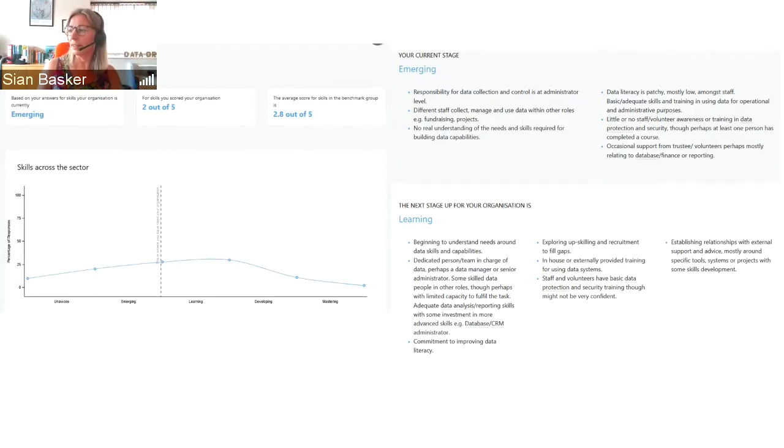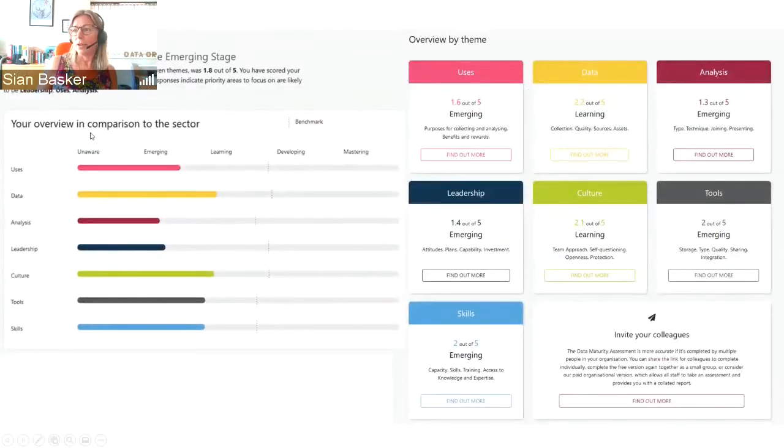Then looking in depth at the skills, for example, it says how you scored. It compares you to the benchmark group. It tells you where we think you are on the journey for that theme and what the next stage might look like. So it just helps people to identify where they're strongest, where they're weakest, and how to support them in those conversations about how they're going to get better.